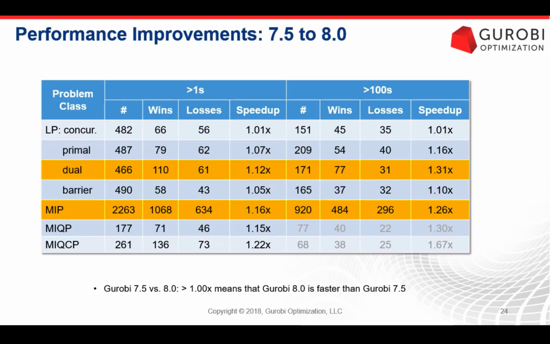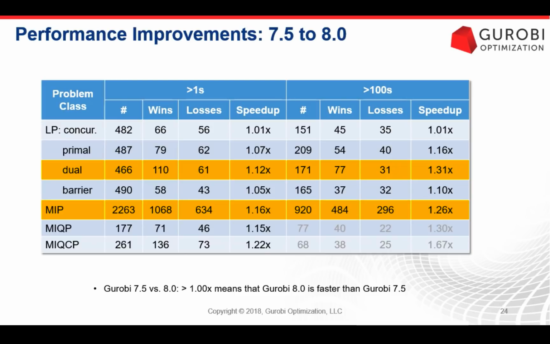So similarly, if you look at the models that take more than 100 seconds to solve, there are 171 models where dual simplex took more than 100 seconds using either version 7.5 or 8.0. 8.0 won for 77 of those, 8.0 lost for 31 of those, and the mean performance improvement is 31%. So I'm going to draw your attention to another row in the table.